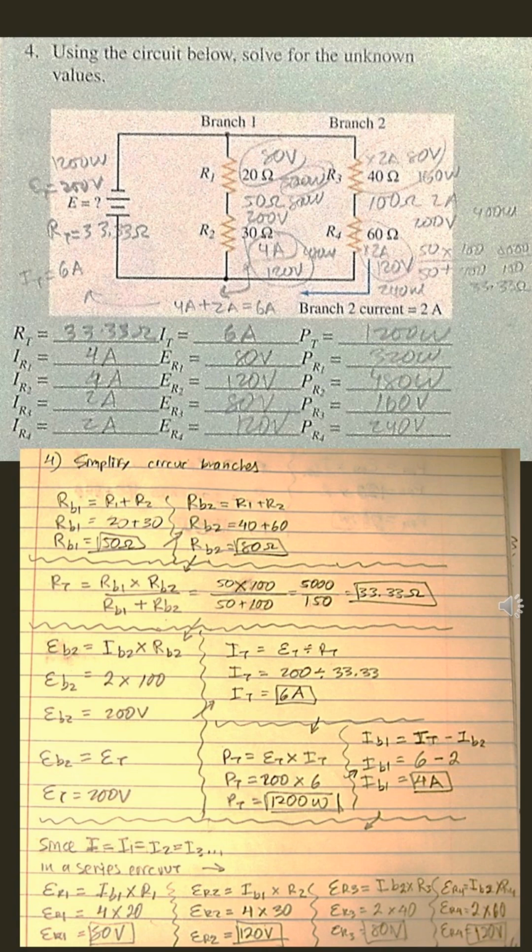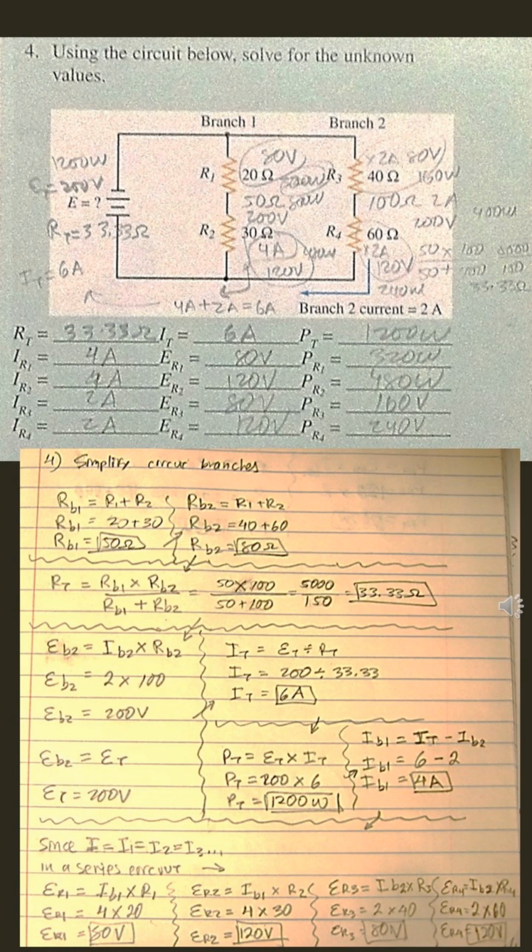The next step is to find our voltage drop at each branch, since we have simplified each branch to one resistance value. We can simply use Ohm's law, which is voltage equals current times resistance. But in this case, we call it the voltage at branch 2 equals the current at branch 2 times the resistance at branch 2. In this case, it is 2 amps times 100 ohms, or 200 volts. So the voltage drop at branch 2 equals 200 volts.